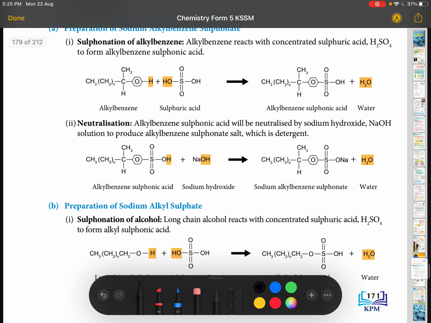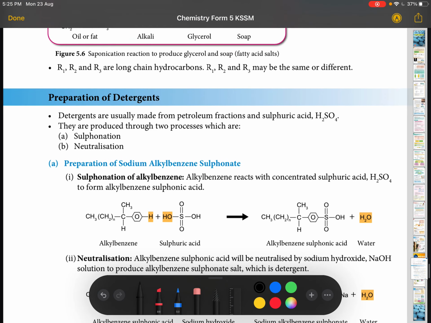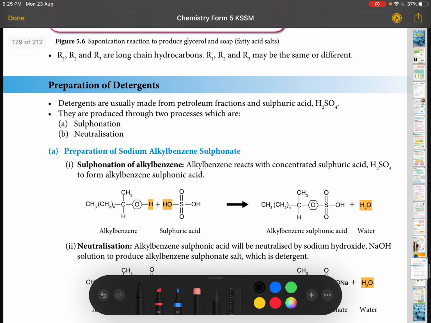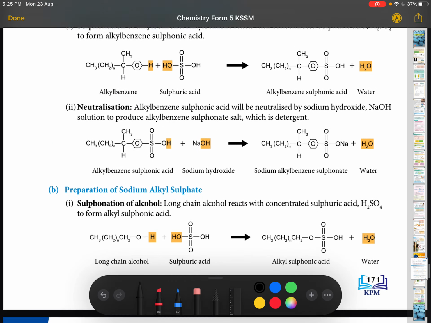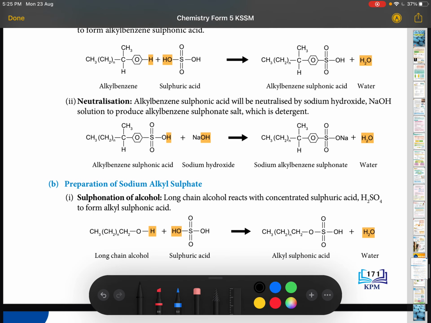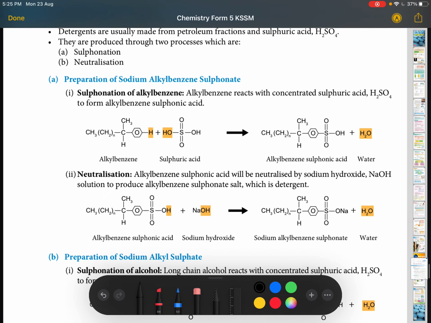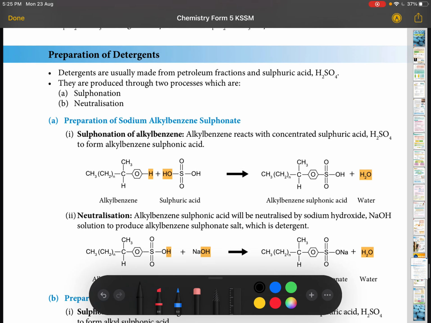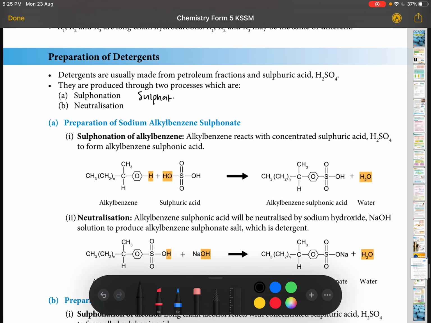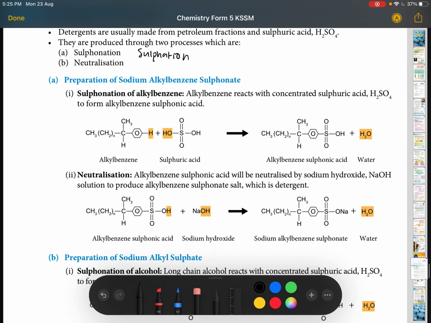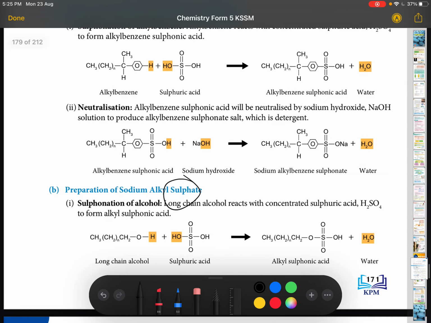I think the book actually mentioned either sulfonation or sulfation. So here the book has a slight mistake, but basically they are the same thing actually. So it's either sulfonation or sulfation. For sulfonation, it's for the alkyl benzene. For sulfation, it's for the alkyl. It mentions here sodium alkyl sulfate.